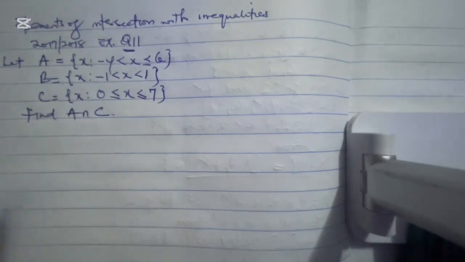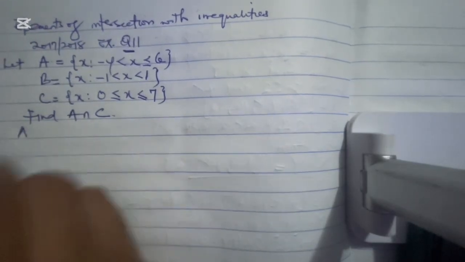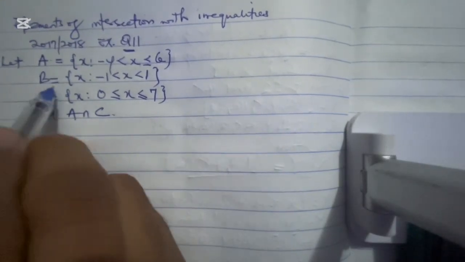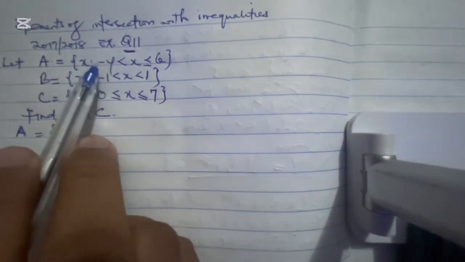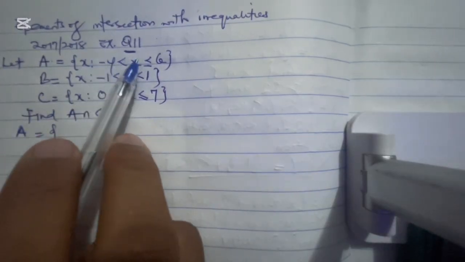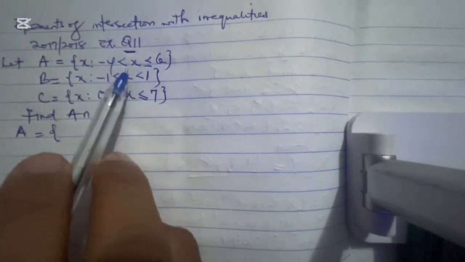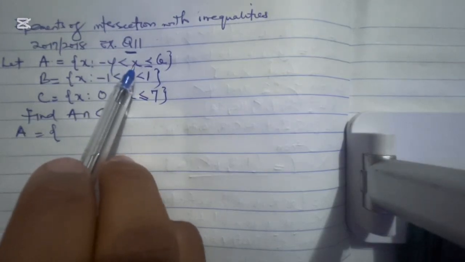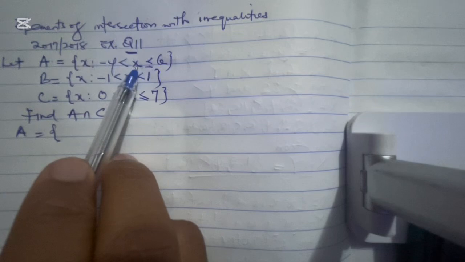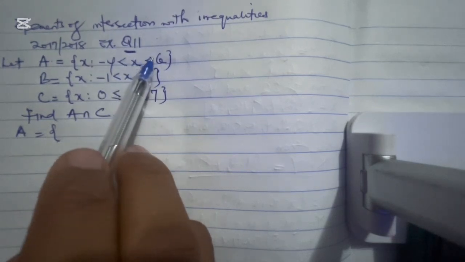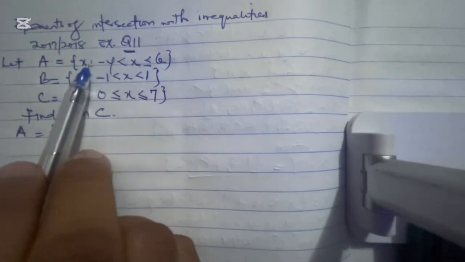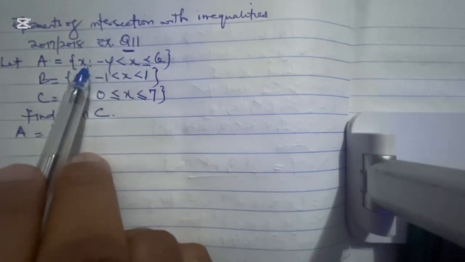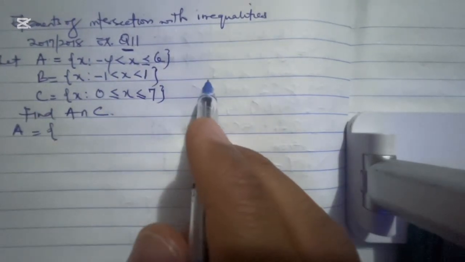Now we have to bring out the actual values for set A, set B and set C. Now they say x such that minus 4 is less than x less than or equal to 6. What this means is that the values of x, minus 4 should be less than it, and x should be less than or equal to 6. It's more like a continuity of values on the number line.